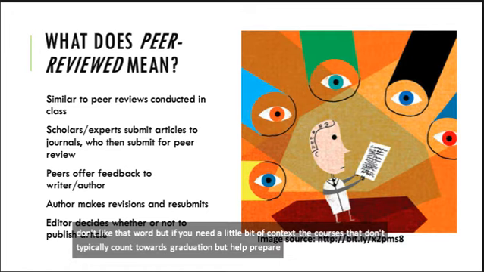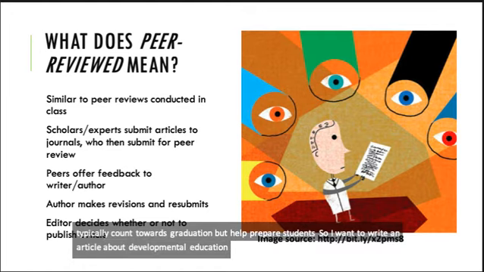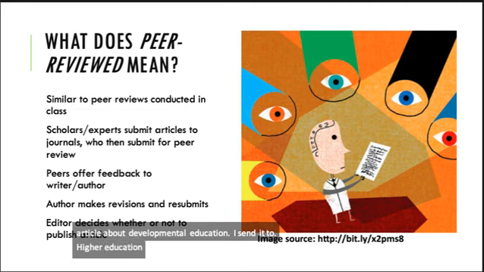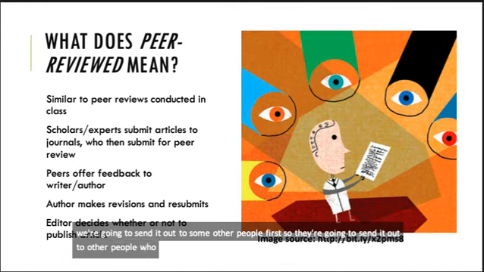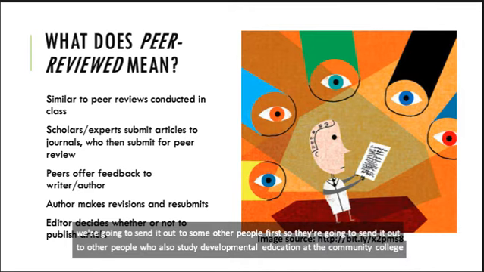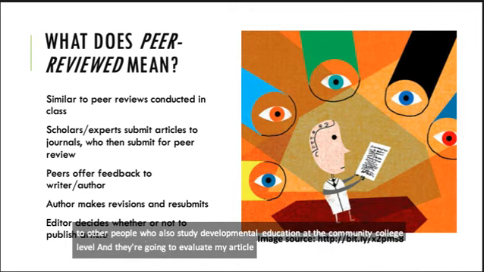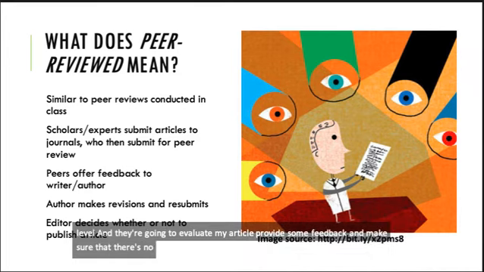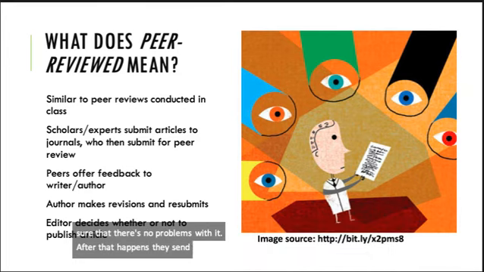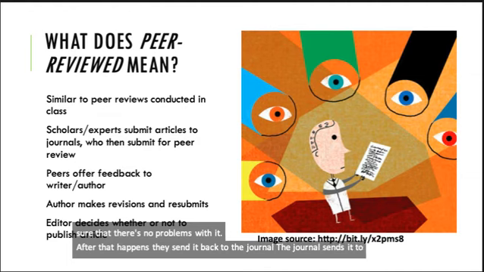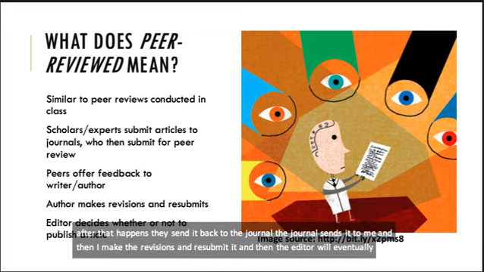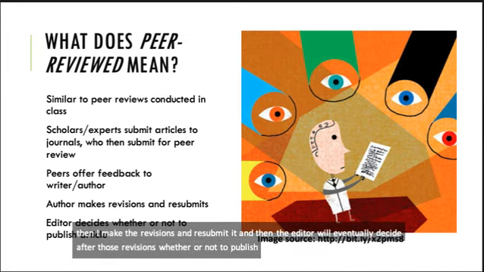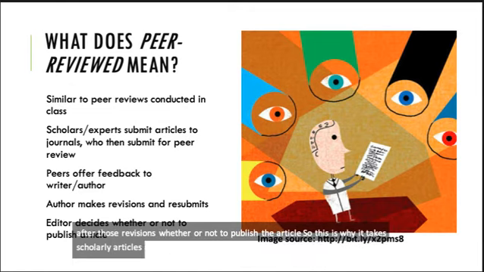So I want to write an article about developmental education. I send it to Higher Education Quarterly, and they say, this is great, we want to publish this, but we're going to send it out to some other people first. So they're going to send it out to other people who also study developmental education at the community college level, and they're going to evaluate my article, provide some feedback, and make sure that there's no problems with it. After that happens, the journal sends it back to me, and then I make the revisions and resubmit it. And then the editor will eventually decide after those revisions whether or not to publish the article. So this is why it takes scholarly articles a long time to come out. This is a very lengthy process.